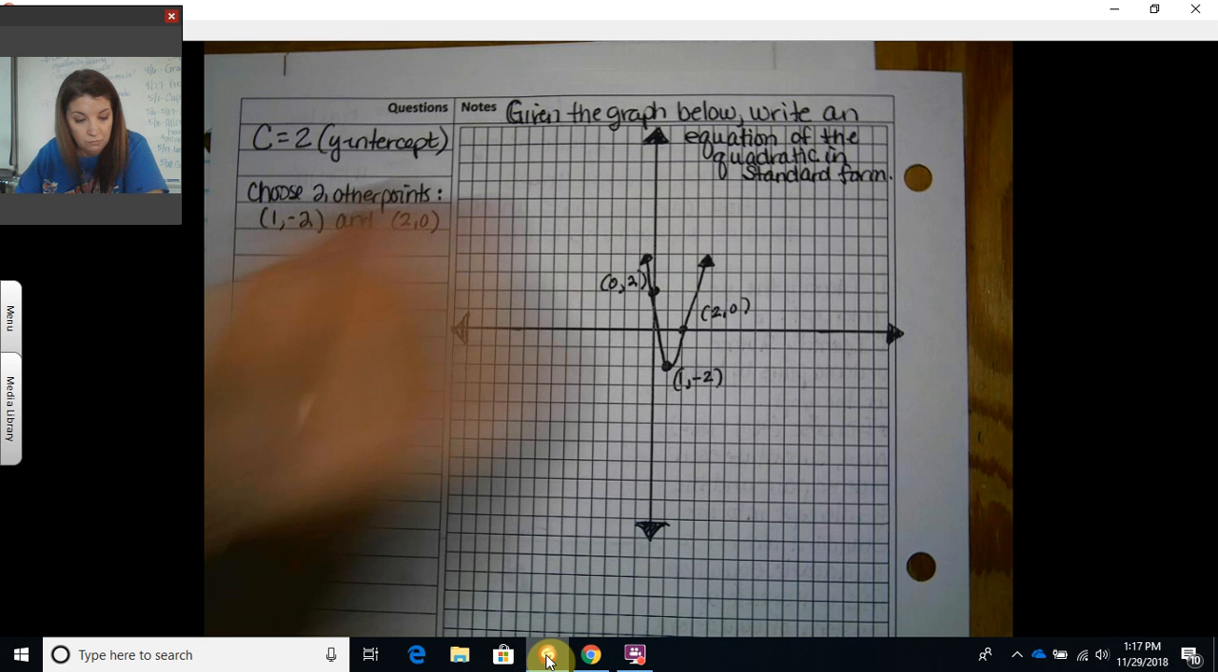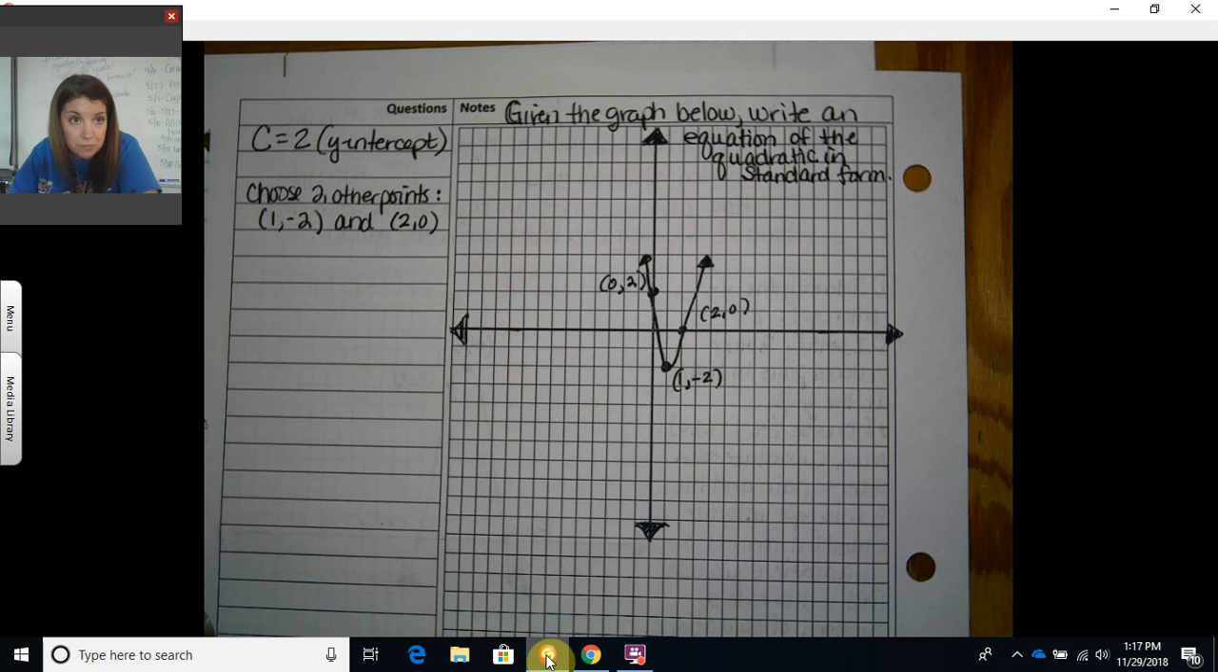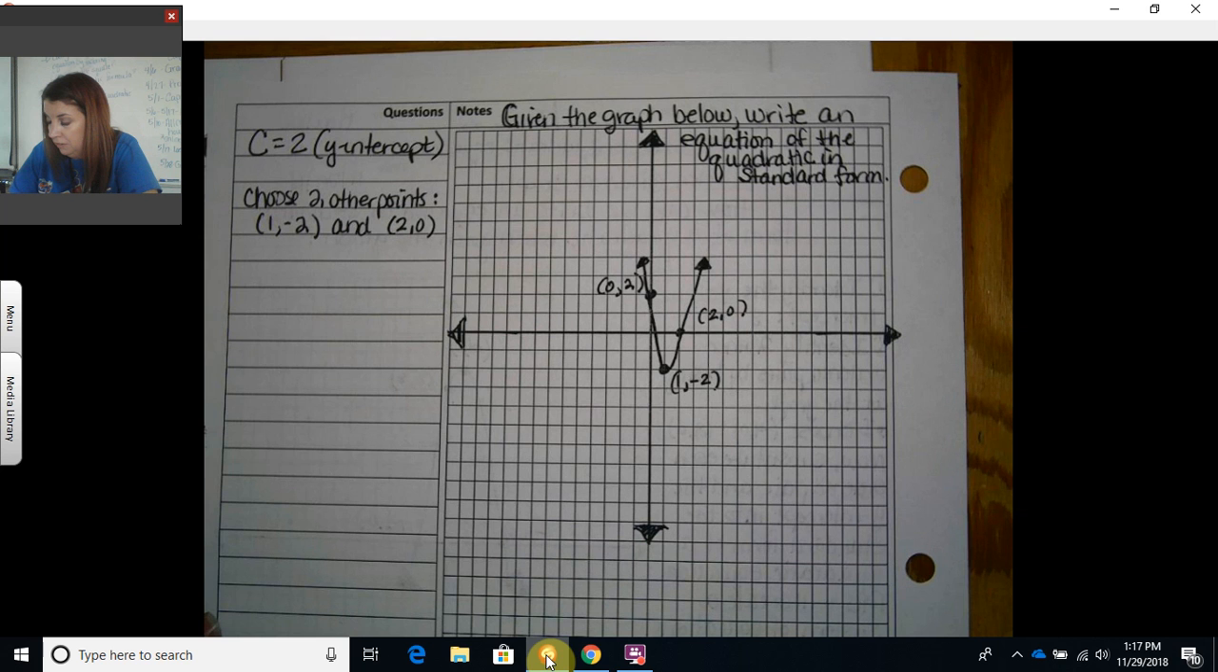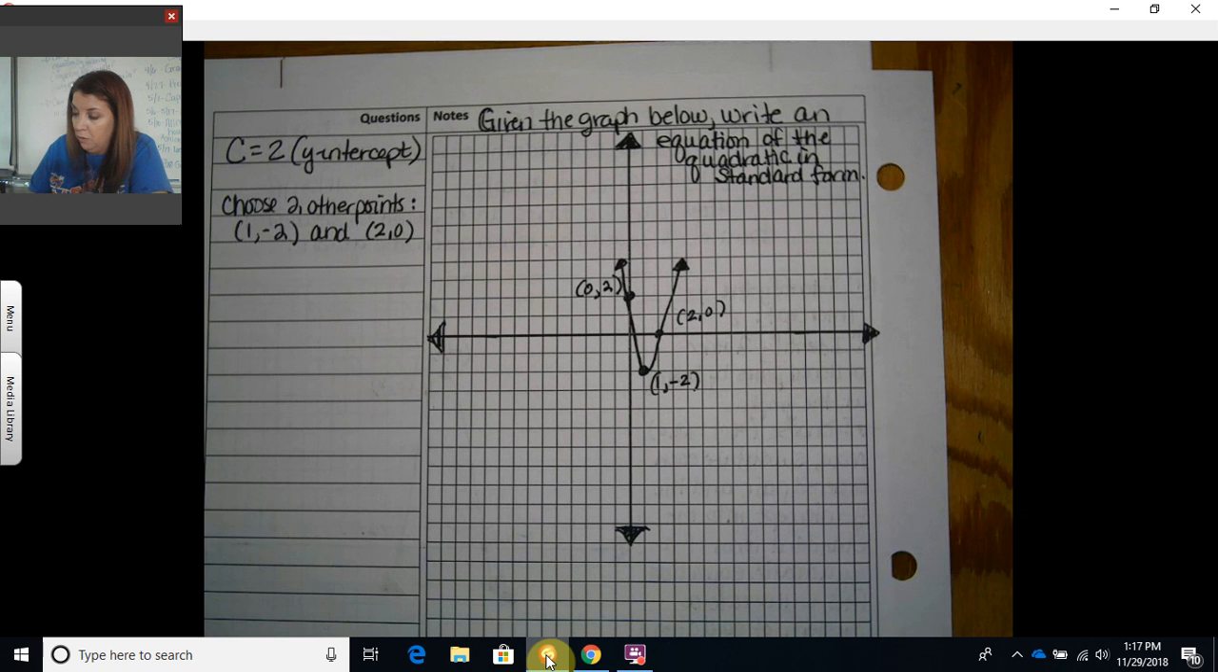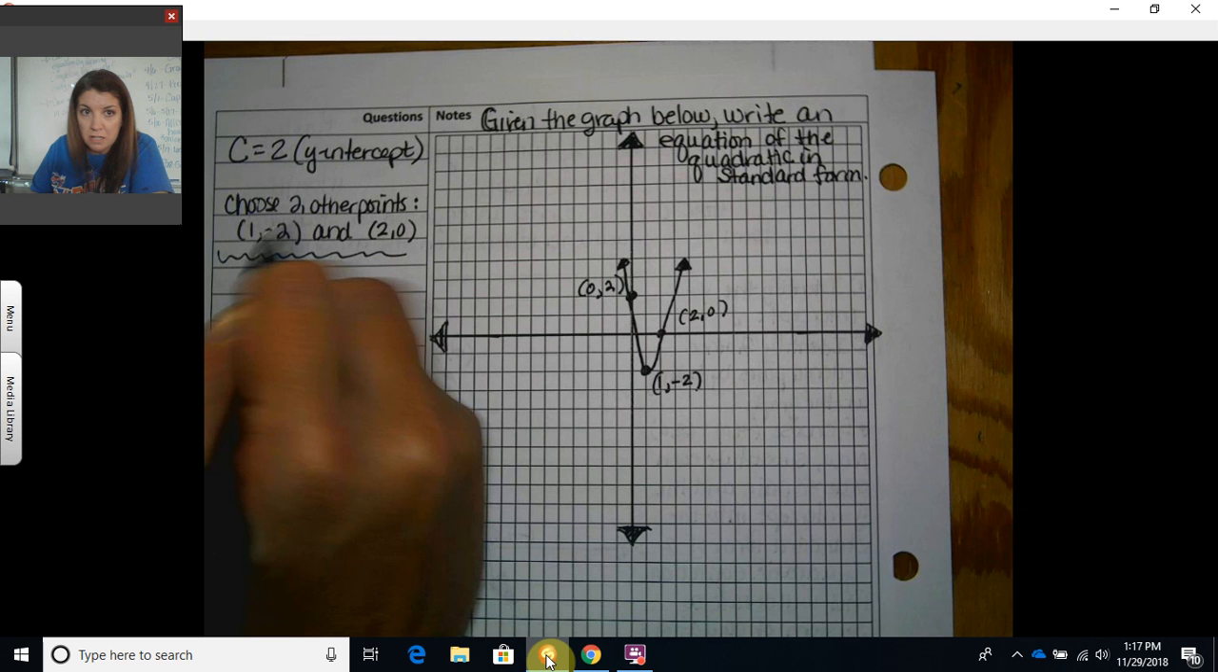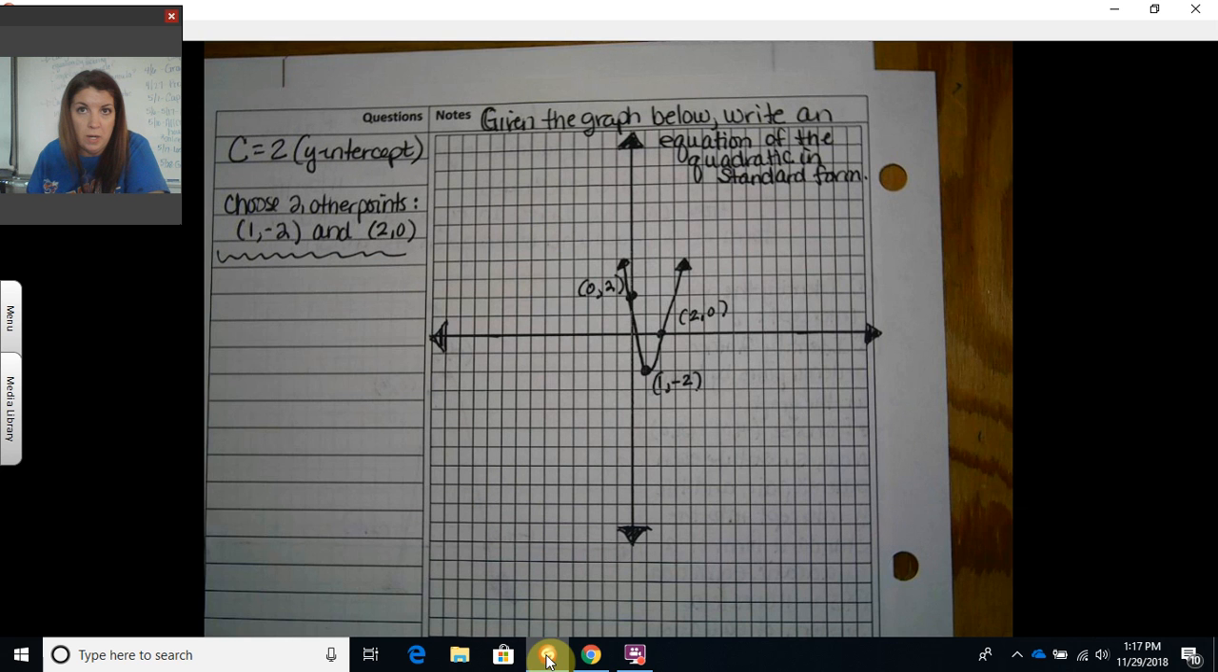What do we do with those points? We substitute each ordered pair. Exactly. We're going to substitute each pair of points and also our y-intercept into a quadratic equation. We're going to make a system, right?